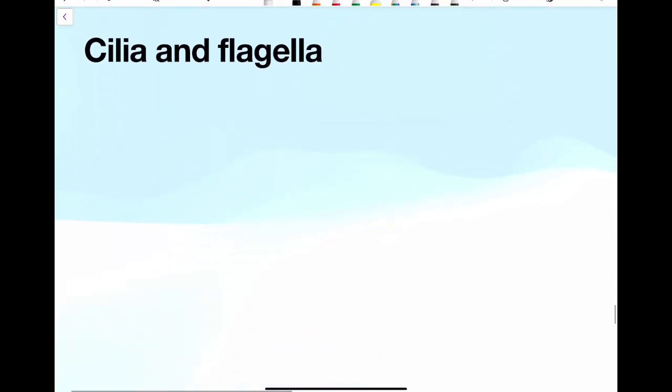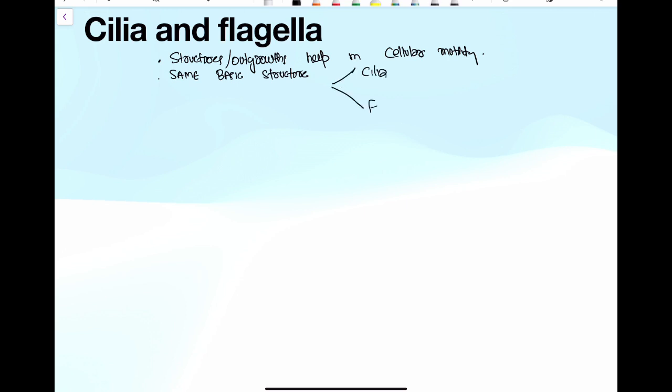Now cilia and flagella. Cilia and flagella are structures used for cellular motility, or we can also call them outgrowths of the cell which help in cellular motility. They have the same basic structure, very similar, but there are certain differences. So we'll list these differences. What is the difference? Cilia are usually more numerous, they are more in number simply, but flagella is usually 1, but can be 1 to 4.